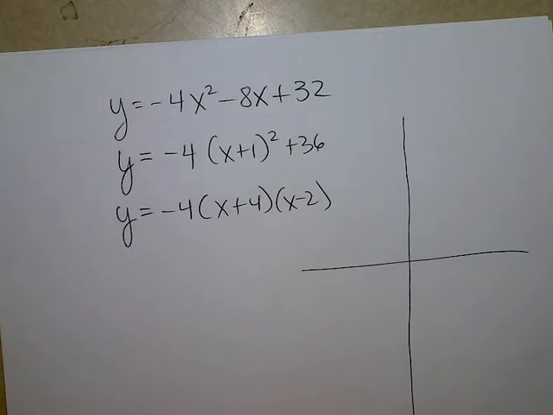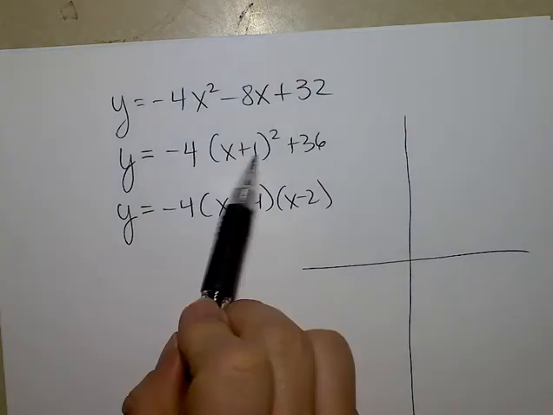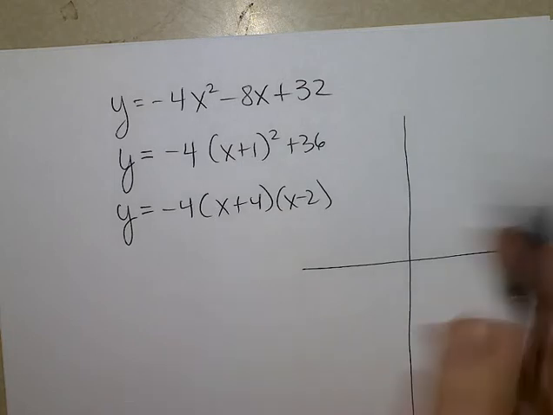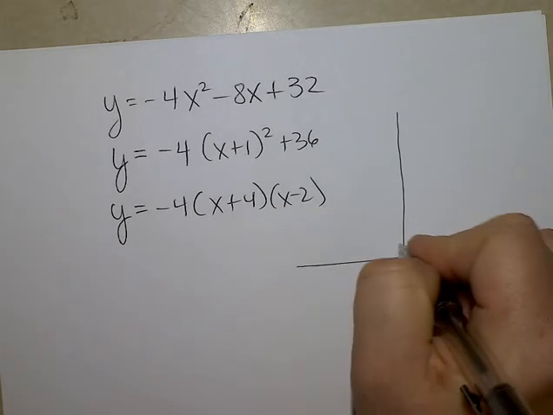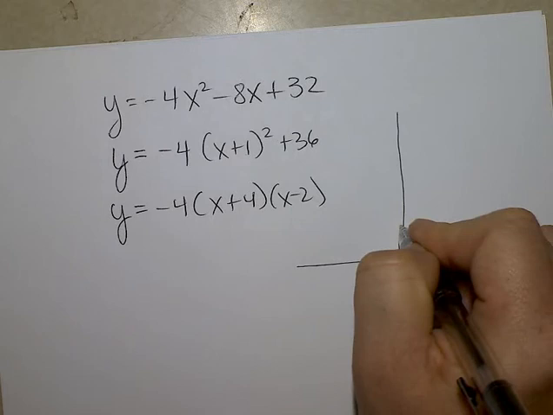And what are the key features you need to graph? First, let's go with the vertex. I'm going to go to negative 1, 36. Now let's see here, 1, 2, 3, 4, 5, 6, 7, 8, 9, 10.